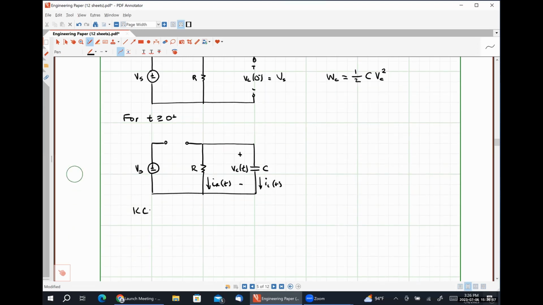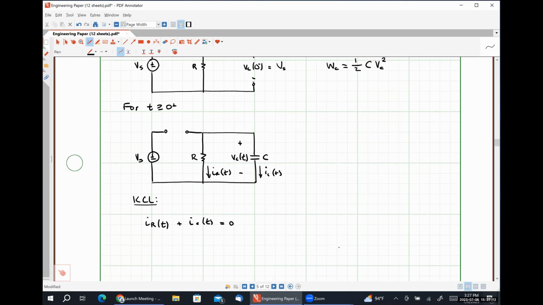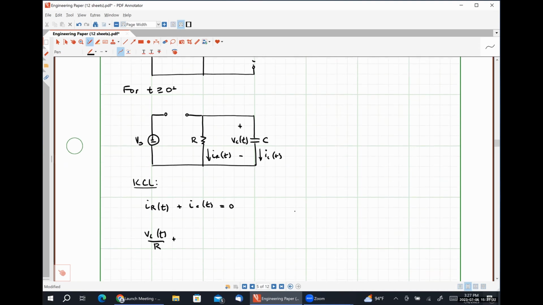If we perform Kirchhoff's current law, we'll find that IR plus IC have to equal zero. And I can put both of these quantities in terms of my capacitor voltage. So my resistor current is just going to be VC divided by R, and then my capacitor current is going to be C times the derivative of the voltage with respect to time, is equal to zero. So we once again have a first order homogeneous differential equation.